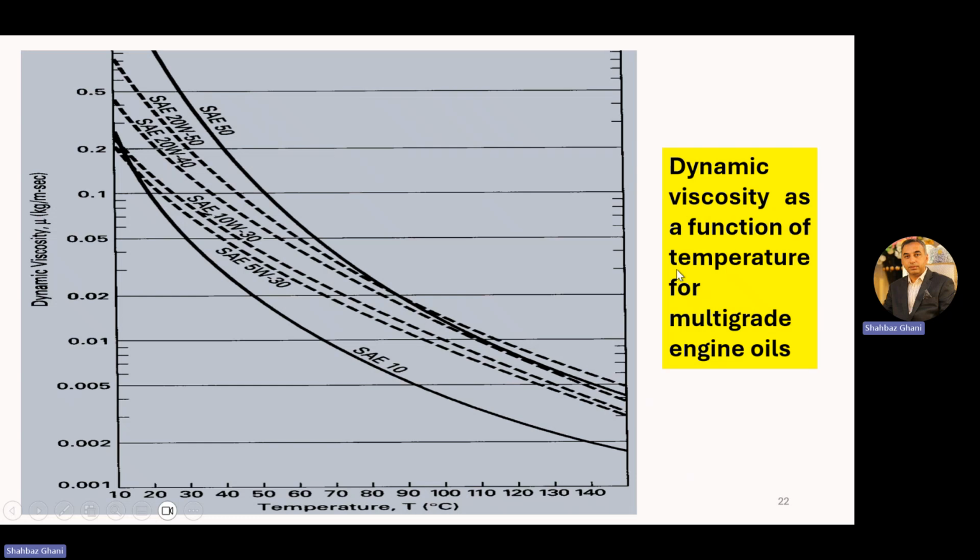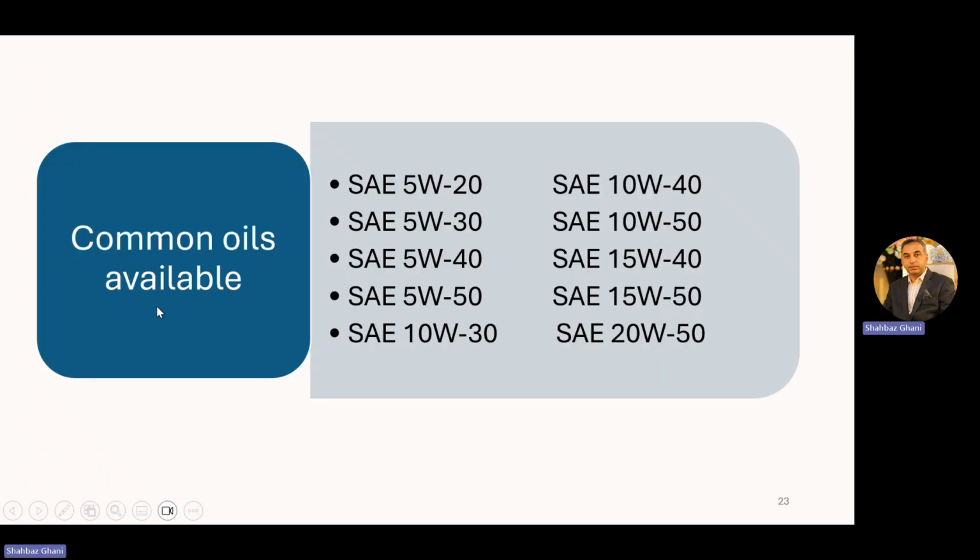Dynamic viscosity as a function of temperature for multi-grade oil as compared to single-grade oil. If you use multi-grade oil, you can see the dynamic viscosity over a wide range of temperature. Common oils available commercially in the market are SAE 5W20, ranging up to SAE 20W50. On this slide, I normally take a general verbal quiz from my students: seeing all these grades and studying all this, which oil will you recommend for your own vehicle? So this is a question for my students.